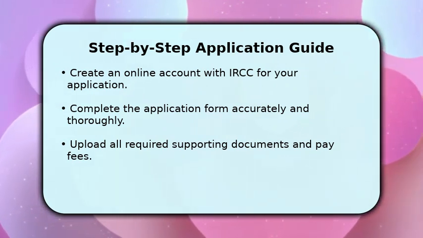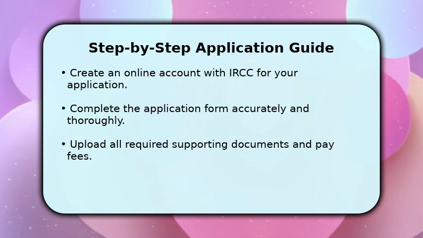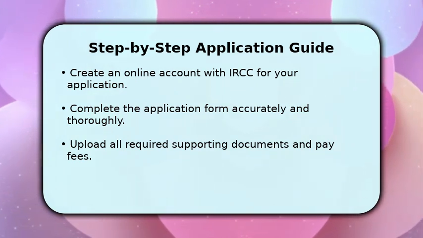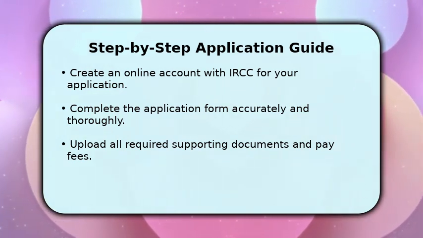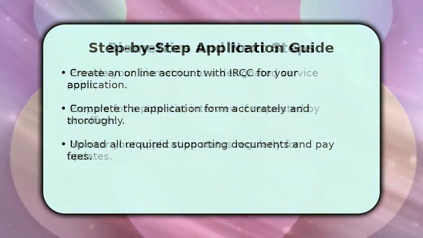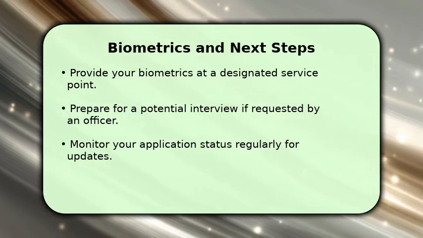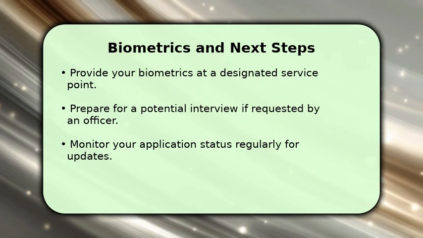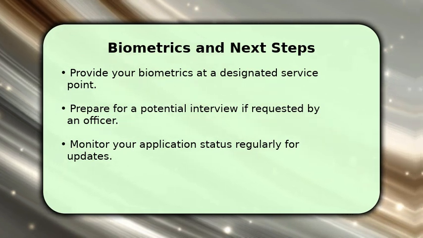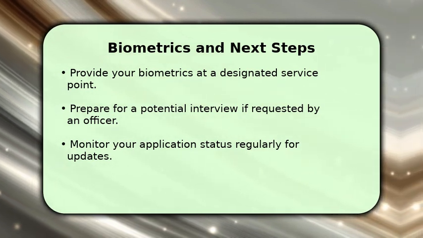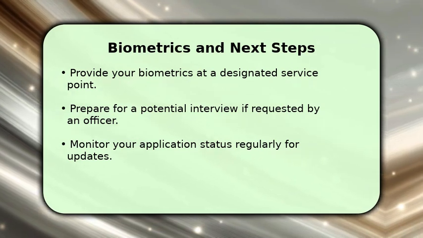Finally, pay the processing fees, which typically include a work permit fee and an open work permit holder fee. Keep your payment receipt. After submitting your application and paying fees, you will receive instructions to provide your biometrics. This involves fingerprints and a photo, usually done at a visa application center.